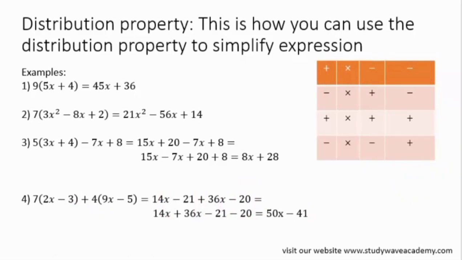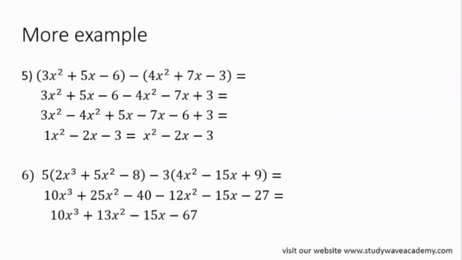Okay, let's move over to some other practice. Here we have 3x squared plus 5x squared minus 6, minus bracket open 4x squared plus 7x squared minus 3 bracket close. How are we going to do this? There is no number in front of the bracket, right? So one thing we should know is that if there's no number in front of the bracket, there's an invisible one in front of the bracket.